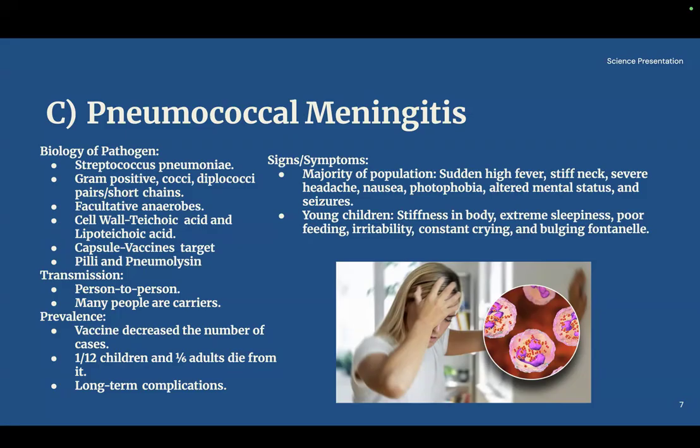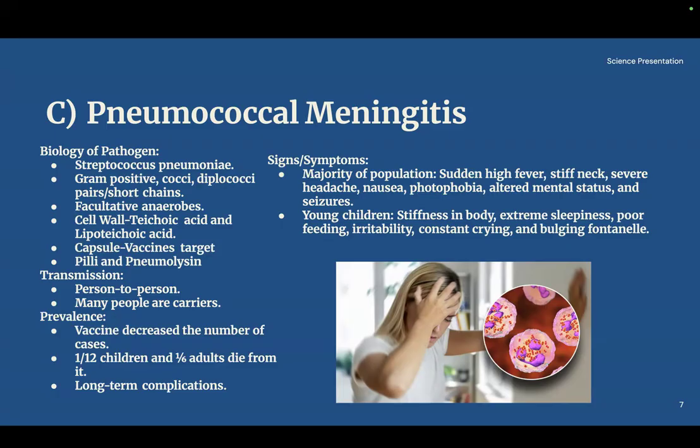And then there's also a capsule, which is an important virulence factor because it helps bacteria escape phagocytosis. And that's actually what the vaccines target. The vaccines target the capsule. And some other virulence factors of it are pili and pneumolysin, which some strains have.